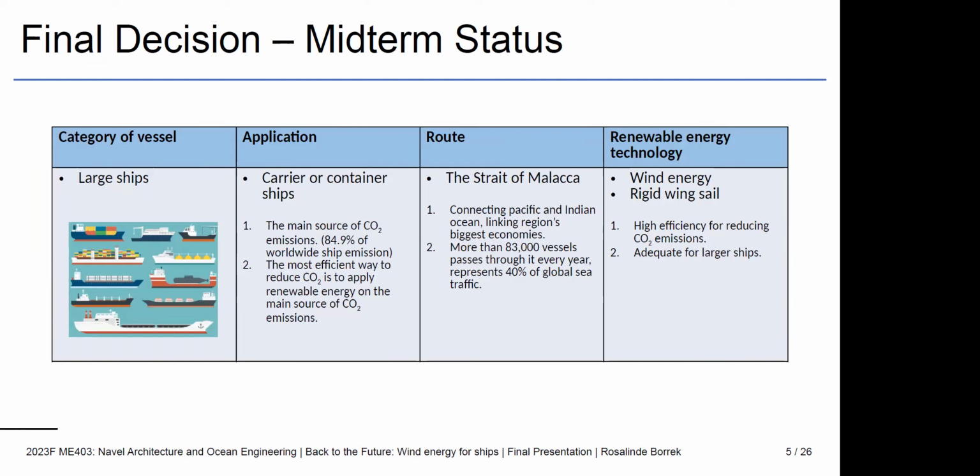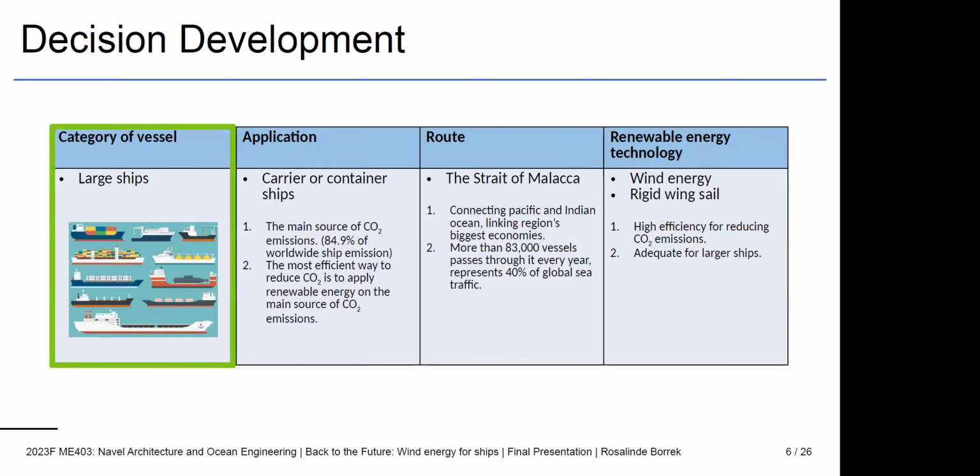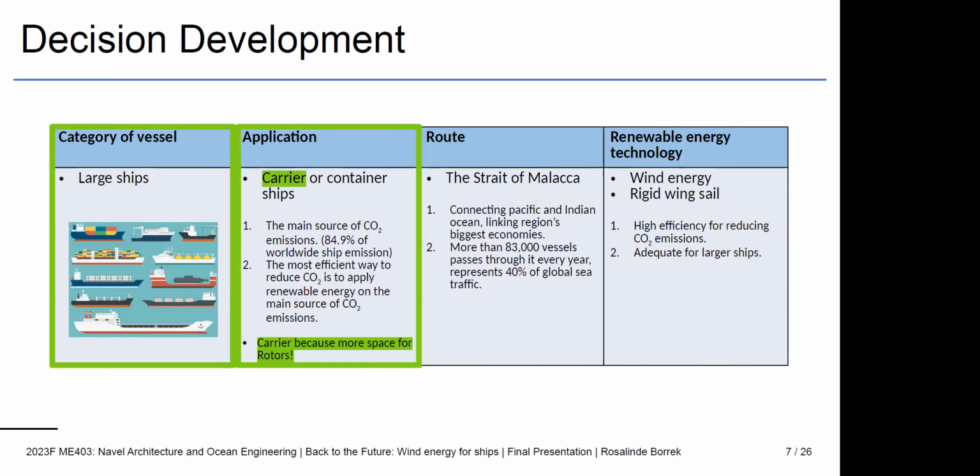This was the status of our project at midterms. And as it goes when you develop such a project, sometimes you have to go back and make some changes. So let's see what has changed since midterms. We decided to stay with the same category of ships. We wanted to stay with large ships. The application also stayed the same, but we made it more detailed by deciding to go with a carrier ship, not with a container ship, with the simple reason that the carrier ship usually has more space on deck to put structures on it that can utilize wind power.